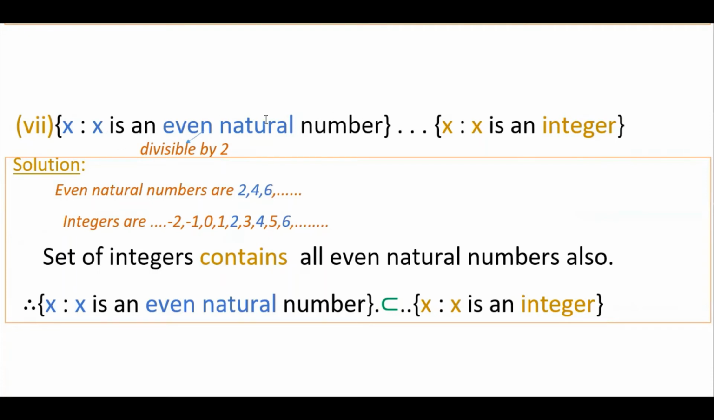These are called even natural numbers. So here we have to check whether the first set is a subset of the second set or not. Yes, because here 2, 4, 6 also, now the integers include these numbers also, the even natural numbers. So here the first set is a subset of the second set.